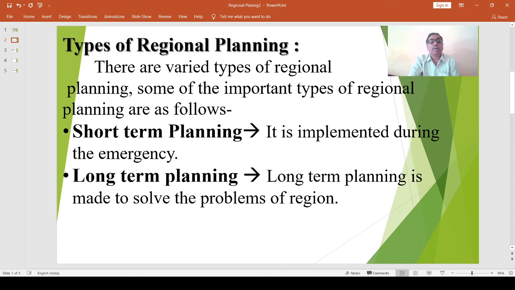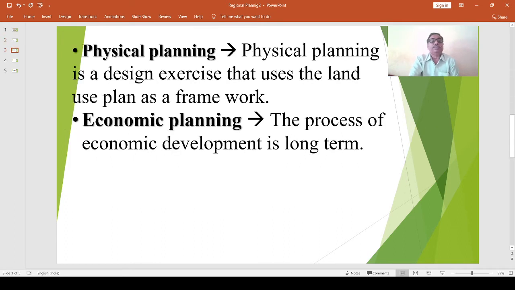Then physical planning. Physical planning is a design exercise that uses the land use plan as a framework.